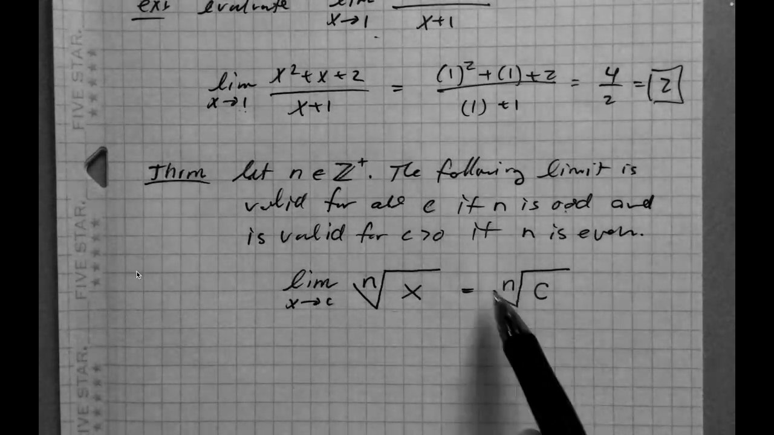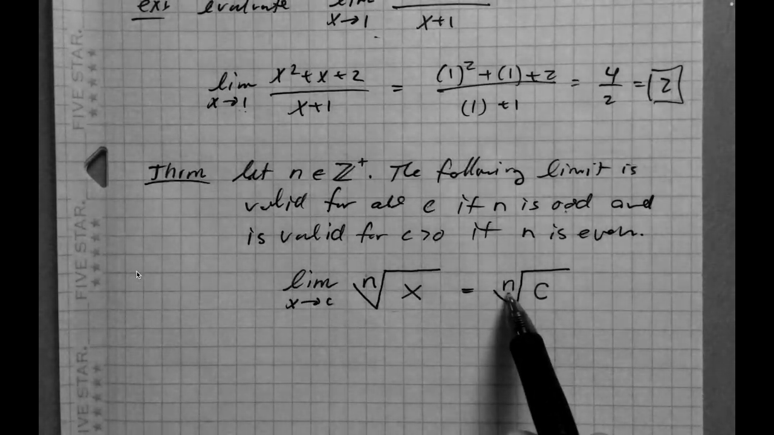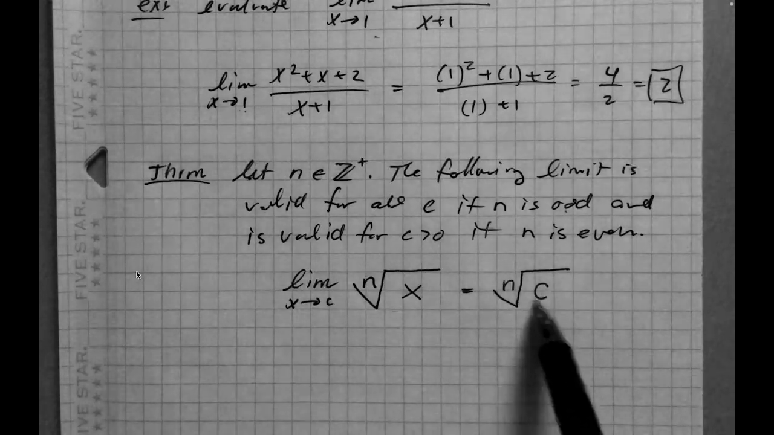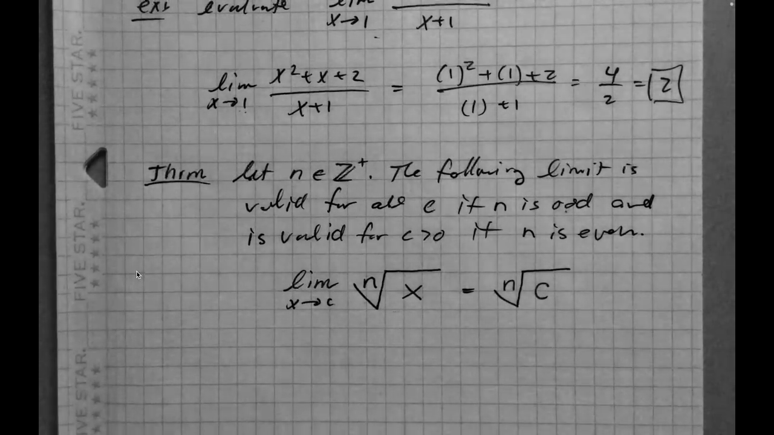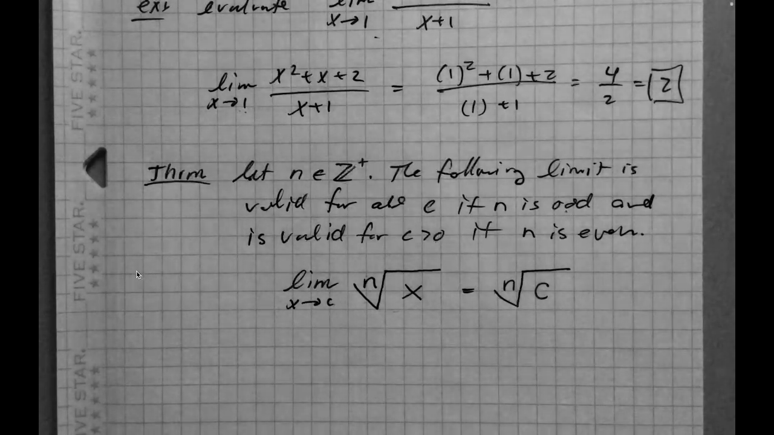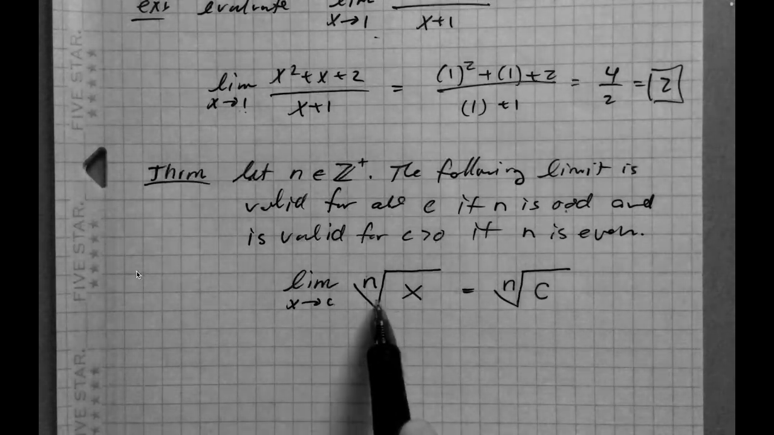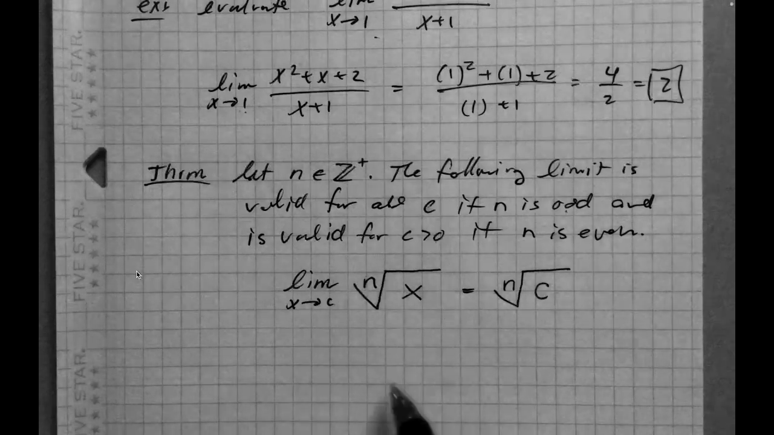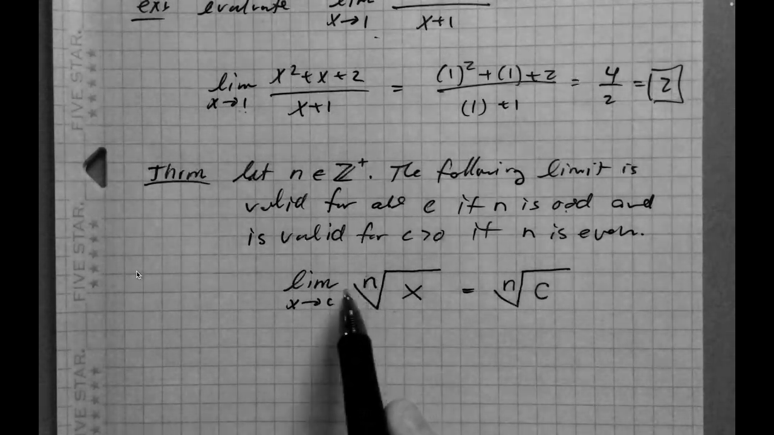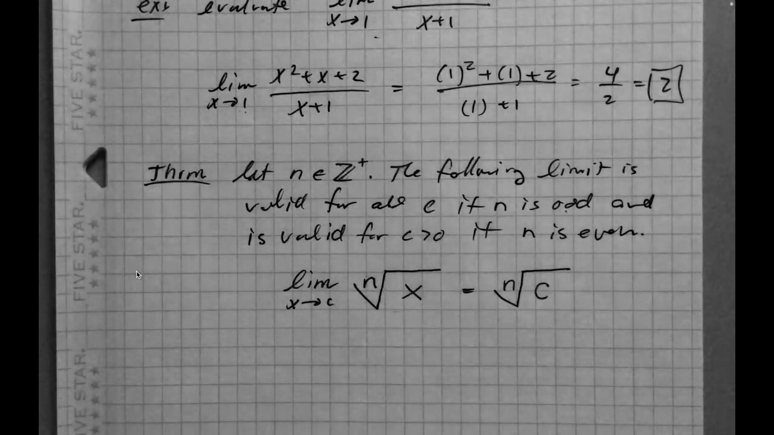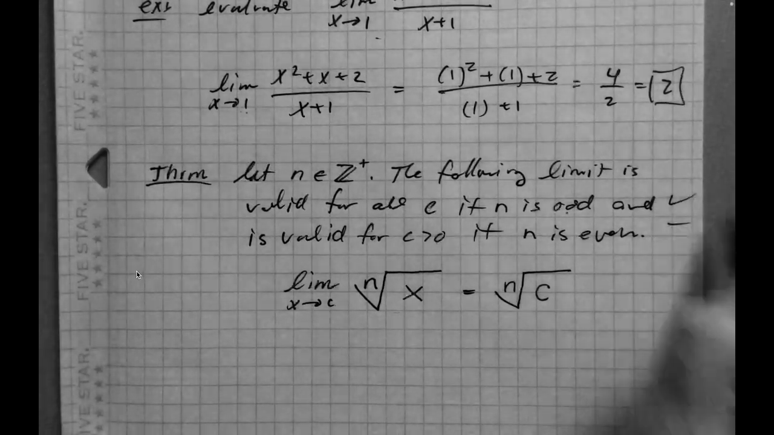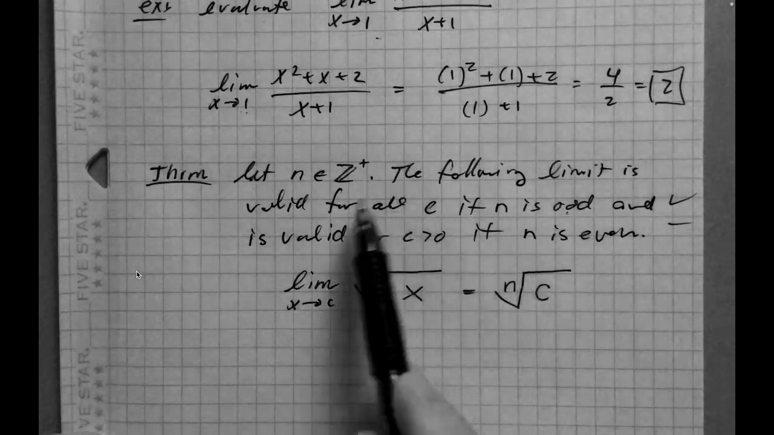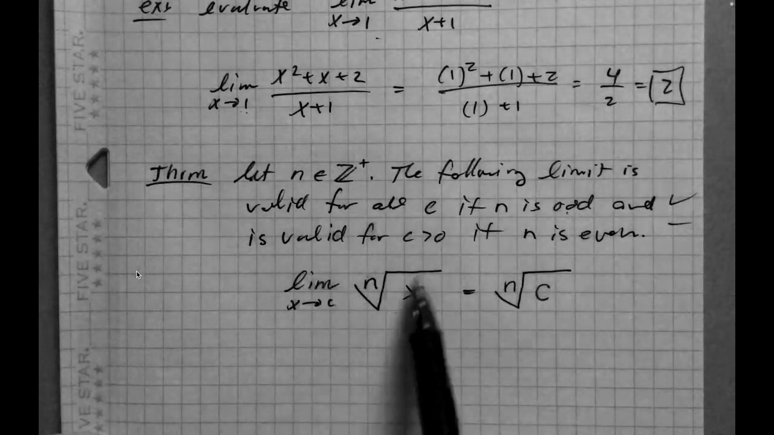So if n is like 2 or 4 or 6, then c has to be positive in order for this theorem to hold. Now, if n is an odd number, like the third root of x, then negative numbers are fine. You can take the cube root of a negative number and have it be a real number. That's not a problem, right? So hopefully that's clear.